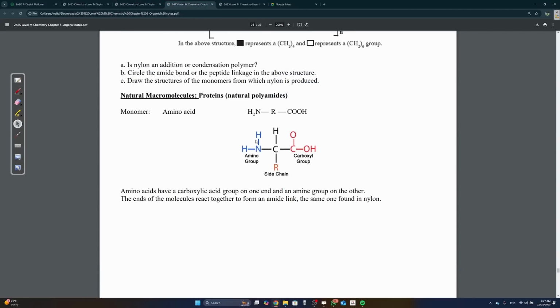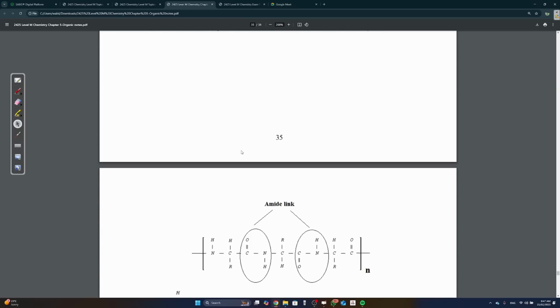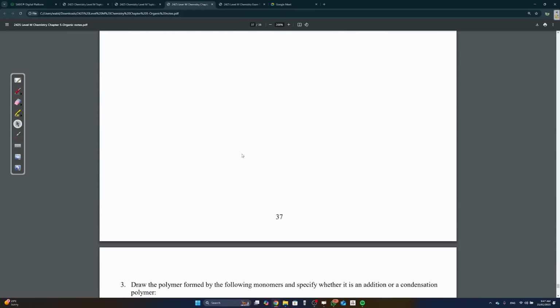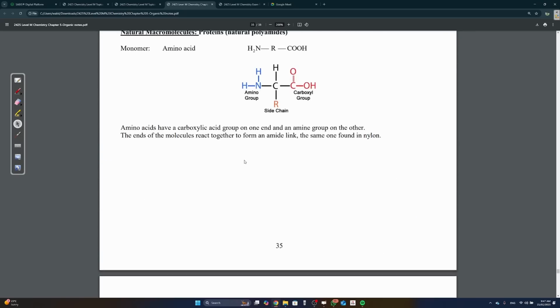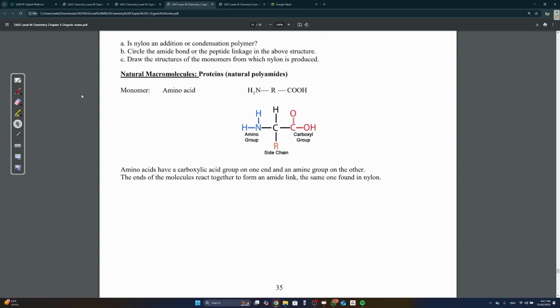Natural macromolecules, proteins, natural polyamides. Okay, you need to know the proteins. Very fast, if you've done bio, by the way, especially AS, for the maybe 15 students in all of grade 11 who take it. But basically, proteins come from one monomer. It's called an amino acid. You need to know it's a natural macromolecule.